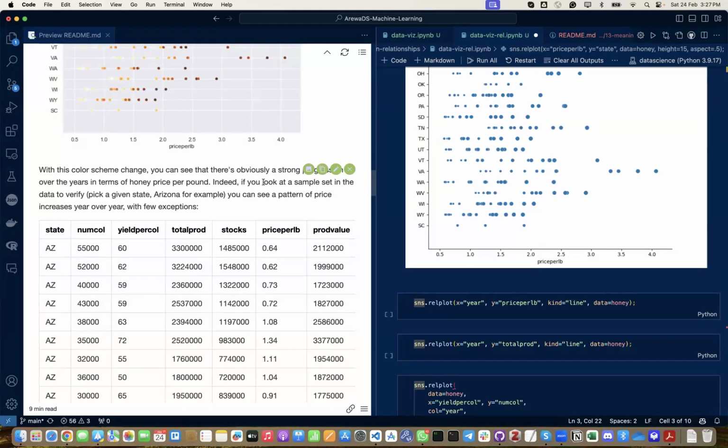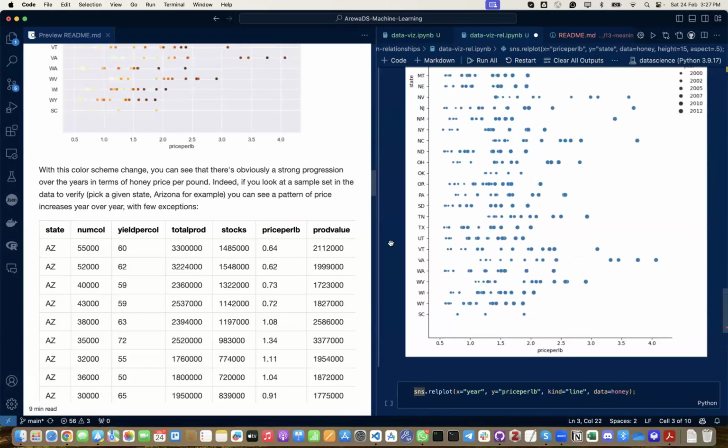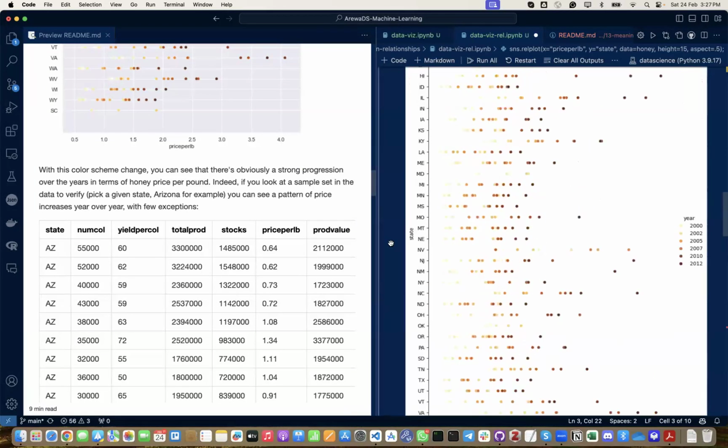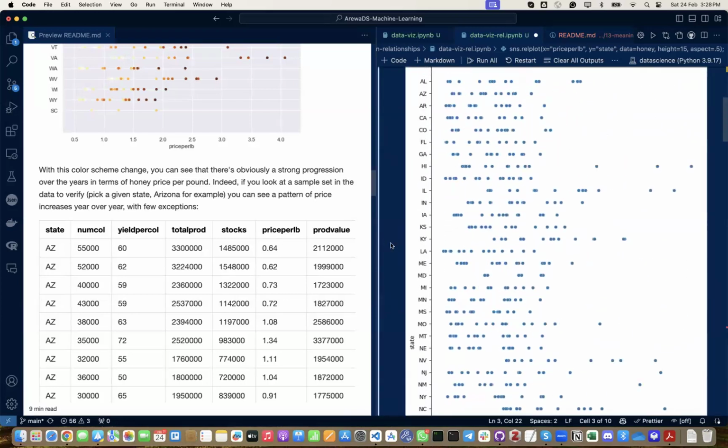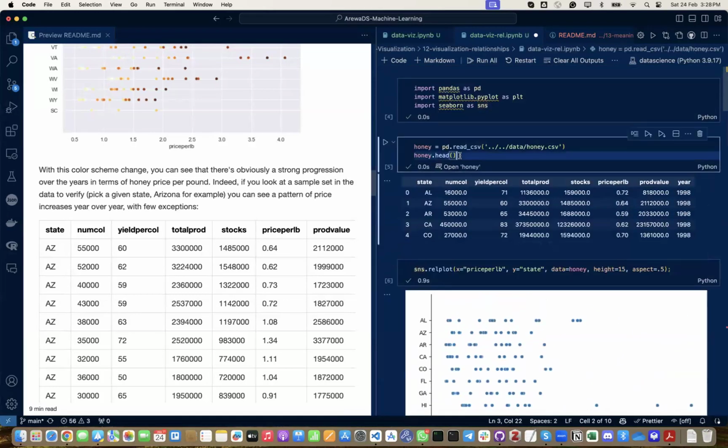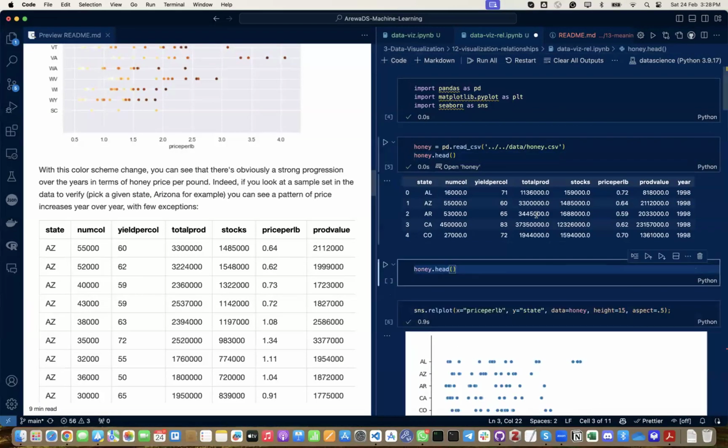Indeed, you have to look at a sample set in the data to verify. Pick a given state, let's say Arizona, and then you can see the pattern in the pricing. So let's take a state called Arizona here and see something about the data, because all of the data that we saw is about the whole data set, including all of the states.